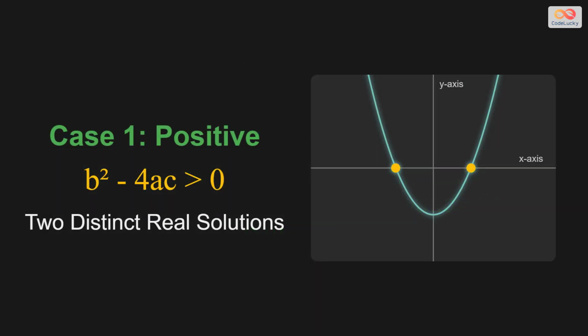When the discriminant, b²-4ac, is greater than 0 or positive, it means there are two different real solutions. On a graph, this looks like a parabola that crosses the x-axis in two distinct places.